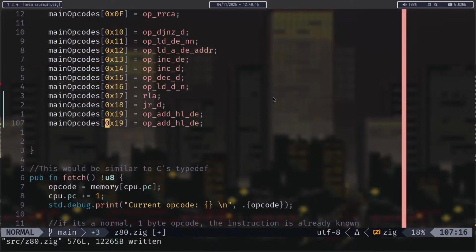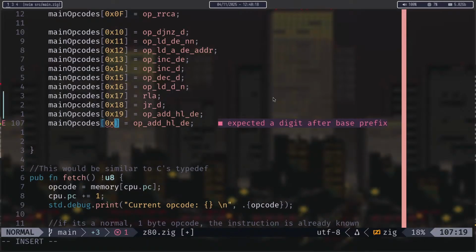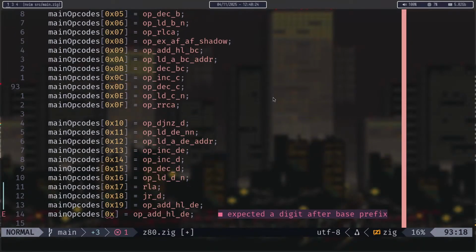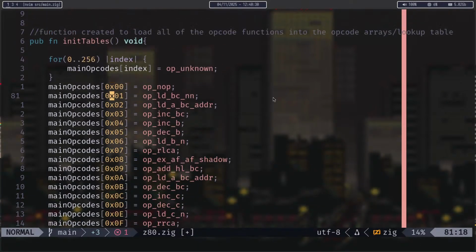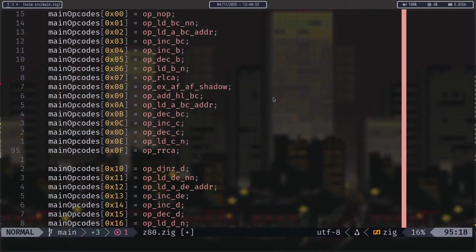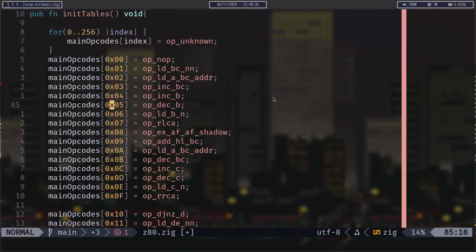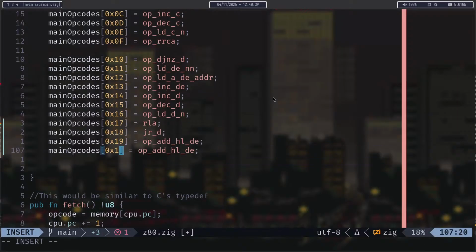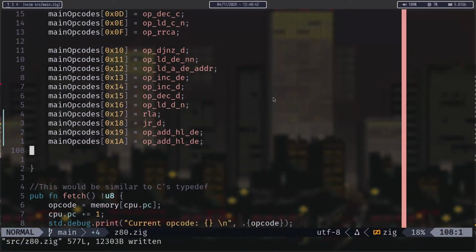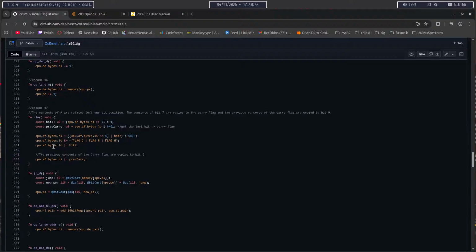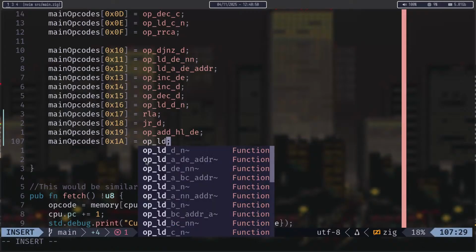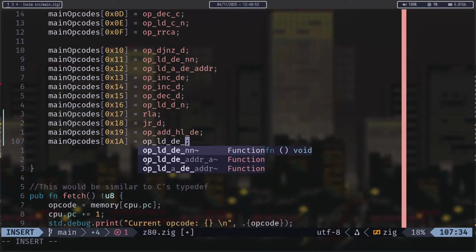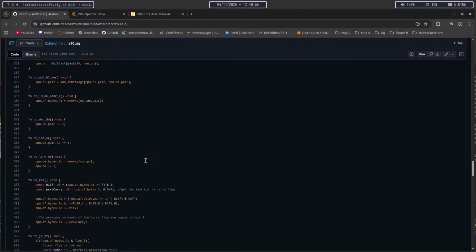All right. Actually, am I not doing this the wrong way? Like, actually no. Okay. Okay, now I should do 1A, right? And then 1A is LD DE, right? LD D address A, right? Yeah.